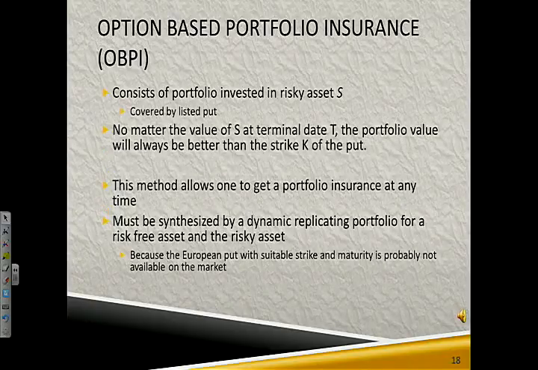Now we're going to talk about option-based portfolio insurance. This consists of a portfolio invested into a risky asset covered by a put option. No matter the value of the asset at the end date, the portfolio value will always be better than the strike price. This method allows one to get portfolio insurance at any time, but it must be synthesized using a dynamic replicating portfolio consisting of a risk-free asset and a risky asset. Because the European put with a suitable strike price and maturity is probably not available on the market.